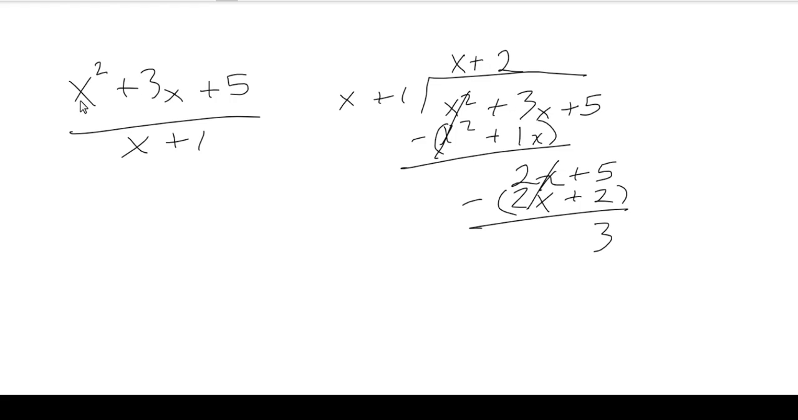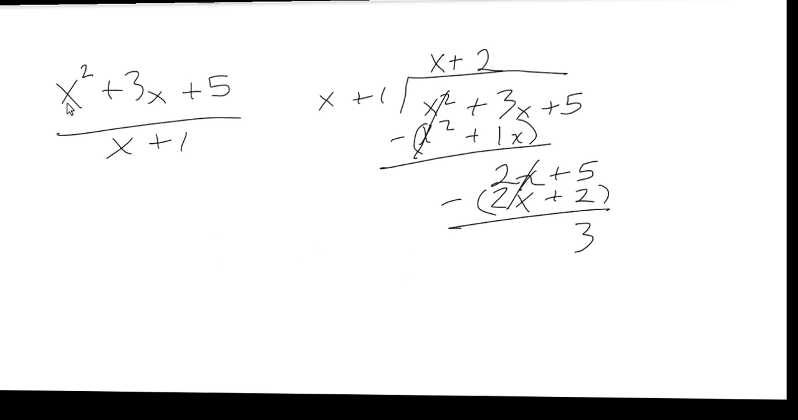Now one thing here. When I was recording this, I forgot to mention that your final answer needs to be written as x plus 2 plus your remainder, which is 3 over x plus 1, which is your divisor. So I forgot to mention that. I apologize for that. So x plus 2 plus 3 over x plus 1. All right, let's move on to the next one.